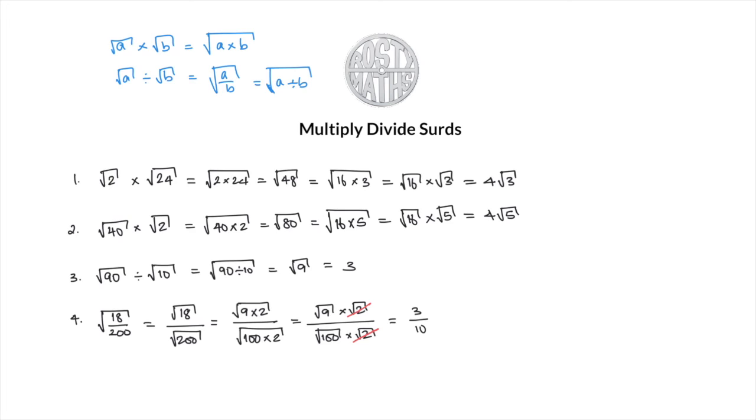Did you see that coming? Let us know in the comments below what you made of this. But anyway, that brings us to the end of multiplying and dividing with surds. Very quick video. Hope you understand it.